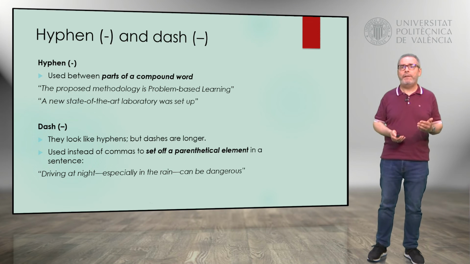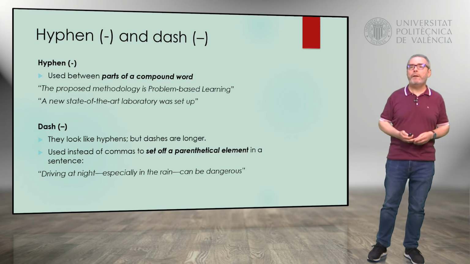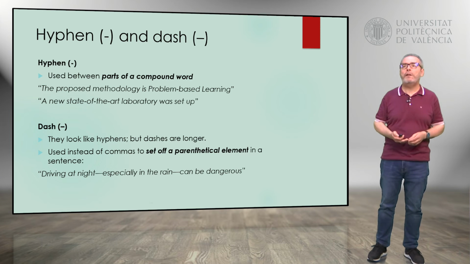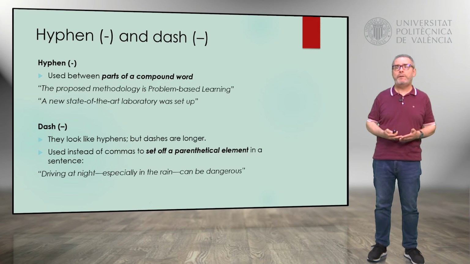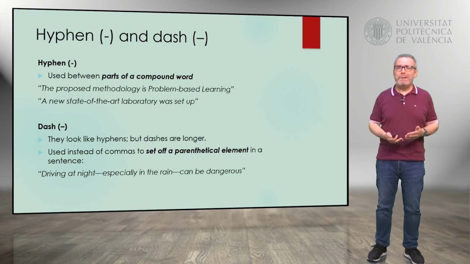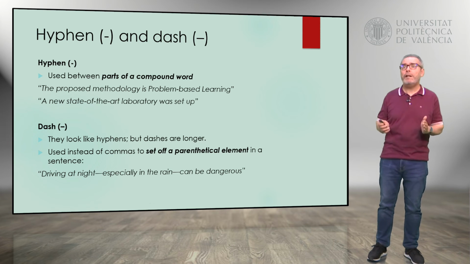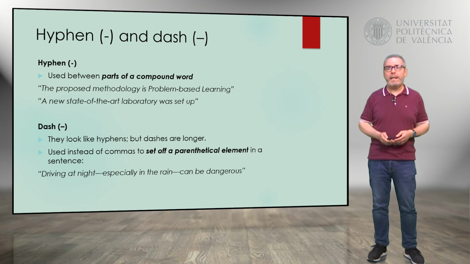They're similar, but the hyphen is shorter than a dash. A hyphen normally separates parts of a compound word, such as in the examples: the proposed methodology is problem-based learning, or a new state-of-the-art laboratory was set up. A dash, on the other hand, is similar, but it serves a different function. It is used instead of commas or parentheses to set off a parenthetical element in a sentence. For example, driving at night, especially in the rain, can be dangerous.